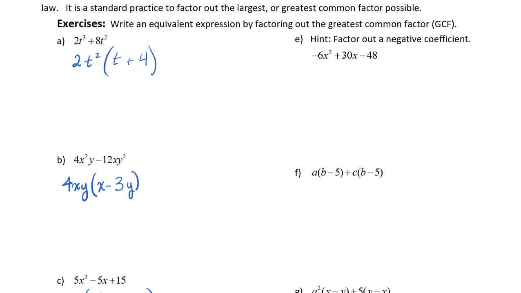Now let's look at negative 6x squared plus 30x minus 48. All three terms have a 6 in common, and let's go ahead and also factor out that negative. This will give me an x squared minus 5x minus, it's not a minus, it's a plus 8. 6 times 8 gives me 48. So if I were to multiply that negative 6 back to the 8, that would be a negative 48. So I know that I've found the right number.